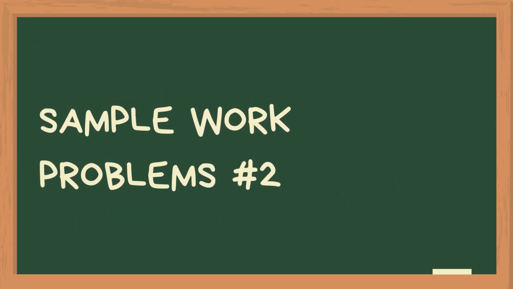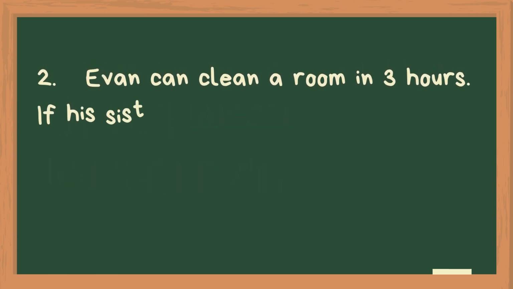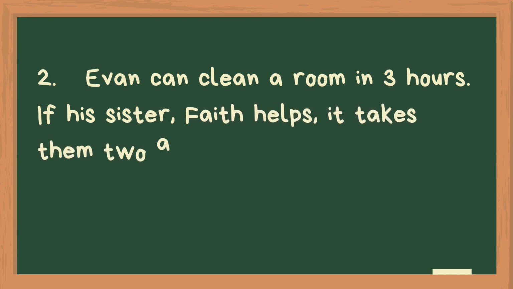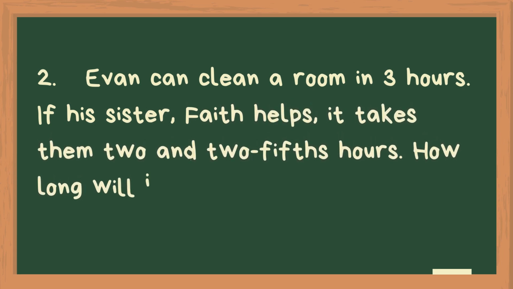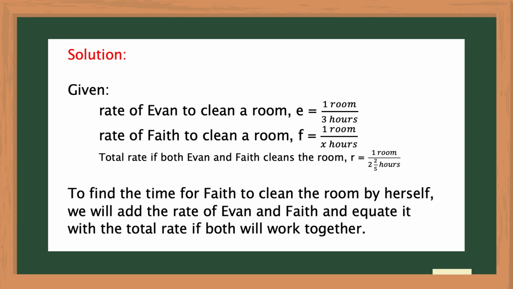Sample work problem number 2. Ivan can clean a room in 3 hours. If his sister, Faith, helps, it takes them 2 and 2/5 hours. How long will it take Faith working alone? Our solution, the given rate of Ivan to clean a room, E, is equal to 1 room over 3 hours. Rate of Faith to clean a room, which is F, is equal to 1 room over X hours. That is what we are looking for.